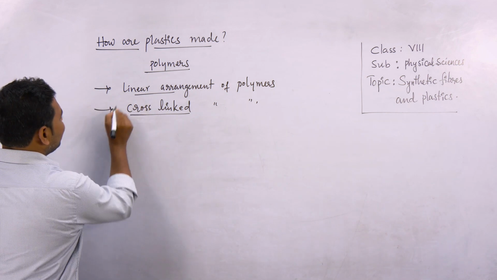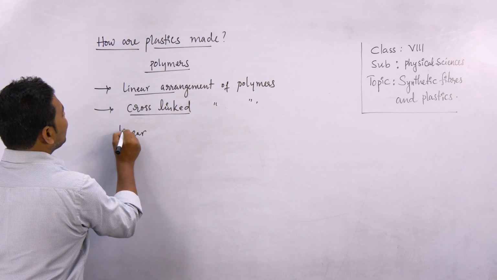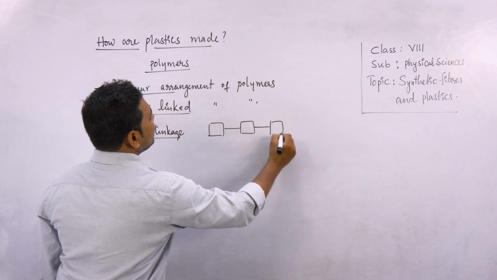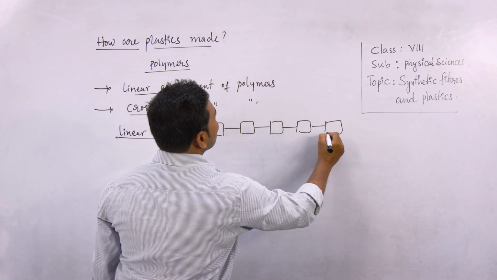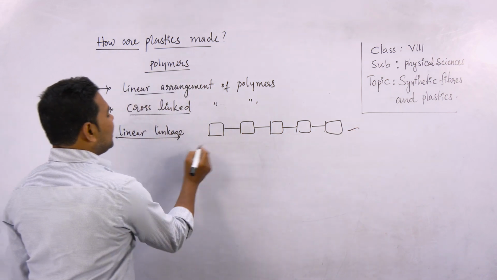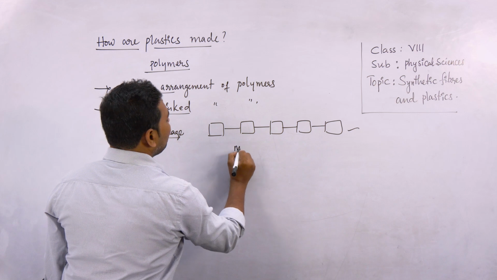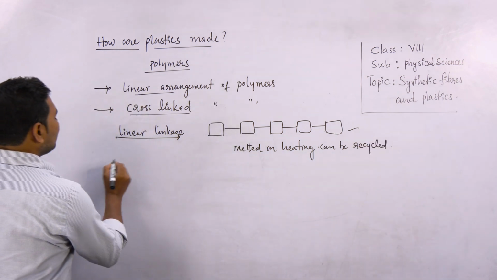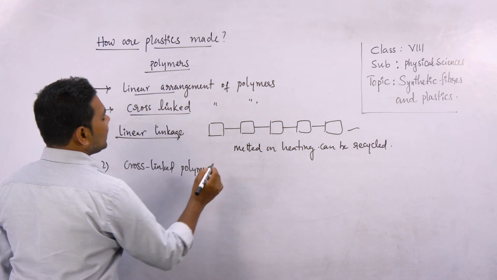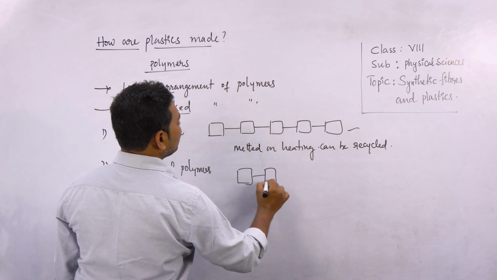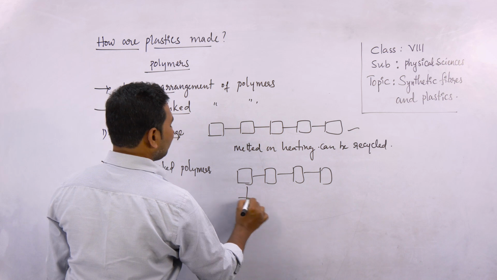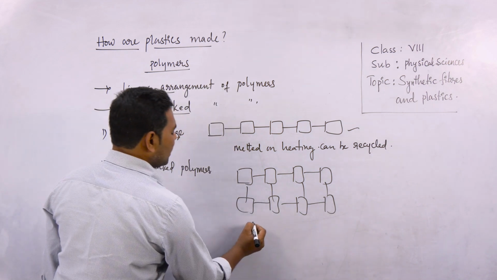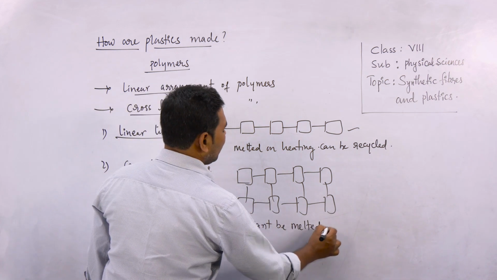Let us see the first, linear arrangement, linear linkage. In linear linkage, one polymer is arranged with another polymer like a straight chain. That gives us a type of plastics. This kind of plastic generally melts on heating and can generally be recycled. In the second way, cross-linked polymers, they are linked with many other polymers, like one polymer linked with two or more other polymers, so it becomes so rigid, and this type of plastic can't be melted on heating.